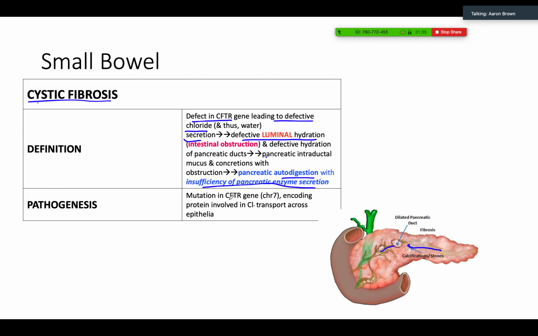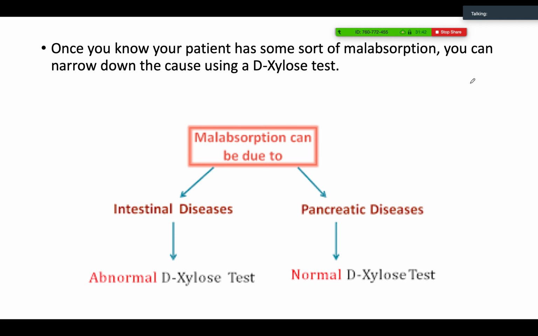And again, the mutation in the CFTR gene is on chromosome 7. Okay. So when it comes to malabsorption of the pancreas, there's this thing called the D-xylose test. The D-xylose test will tell you whether your malabsorption is due to a problem in your pancreas or whether the malabsorption is due to a problem in your intestine.